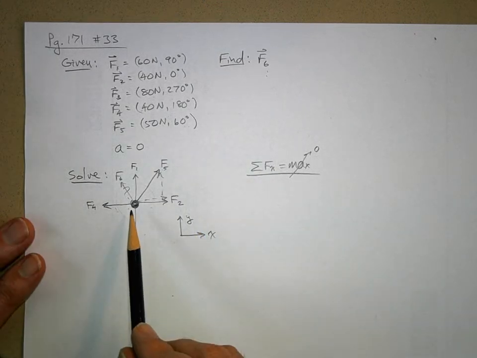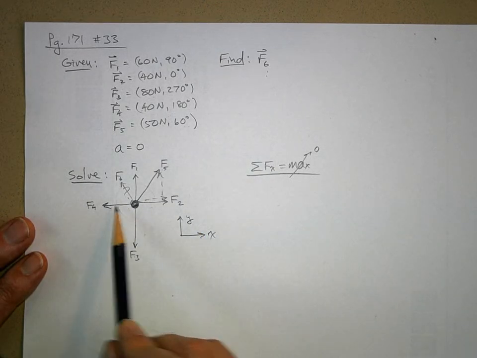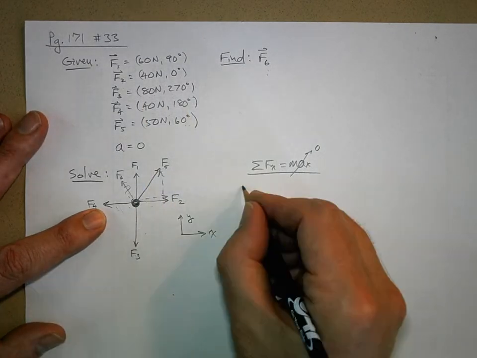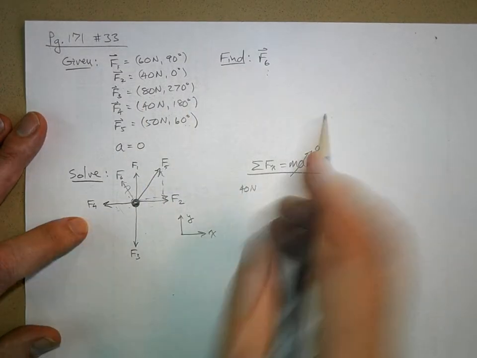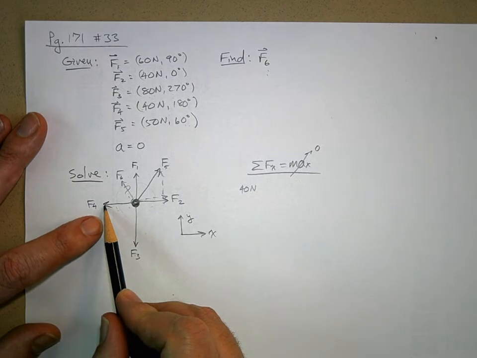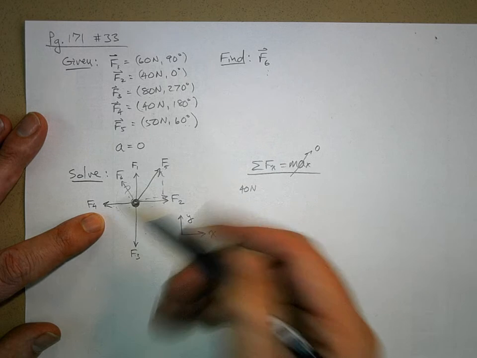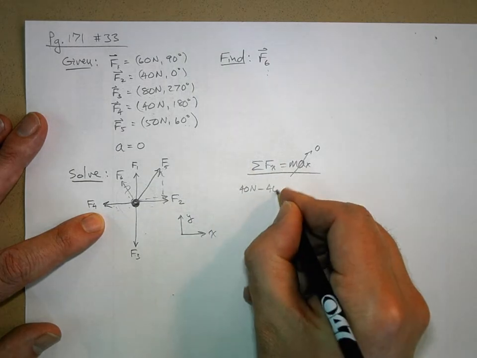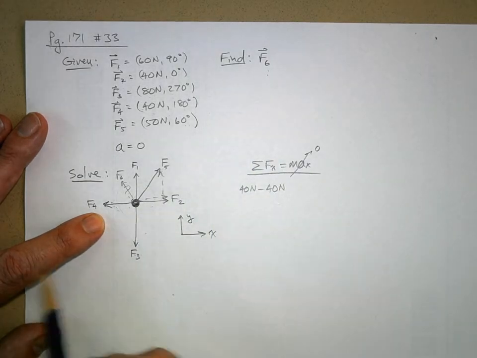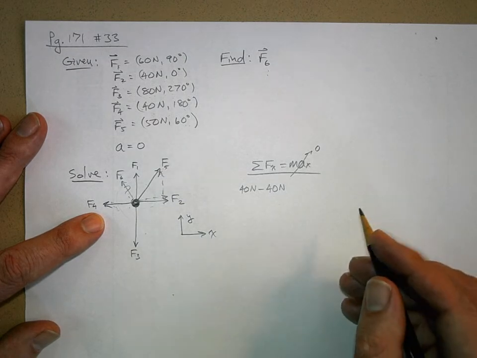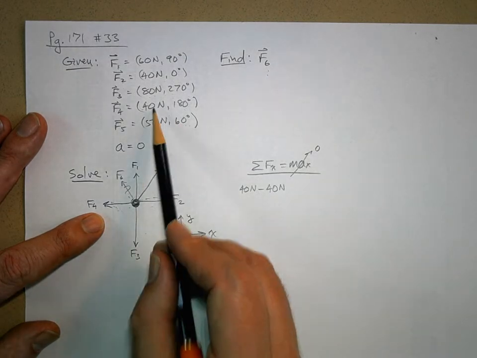How many forces are in the X direction? Well, F2 is in the X direction, 40 newtons. And then F4 is in the X direction, but it's minus 40 newtons. So I think you can see these two just cancel each other out. You can even just scribble them out. They don't do anything in this problem.